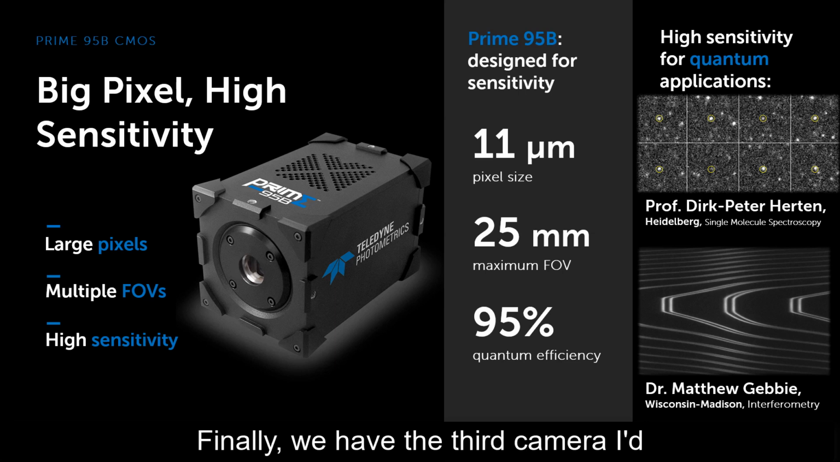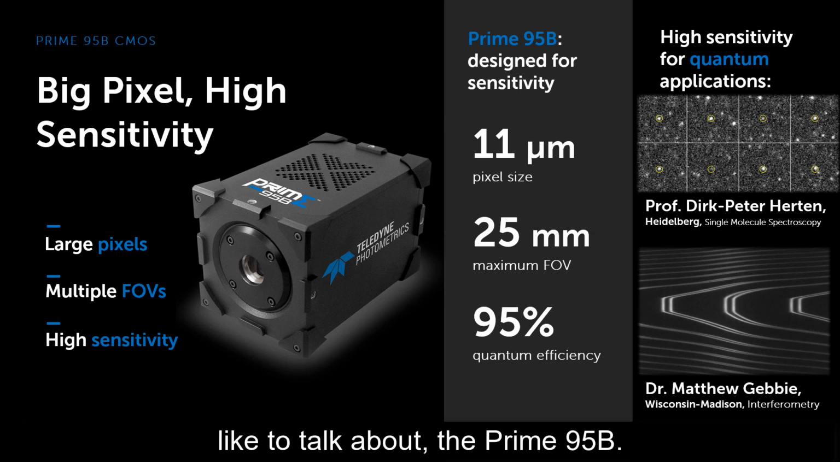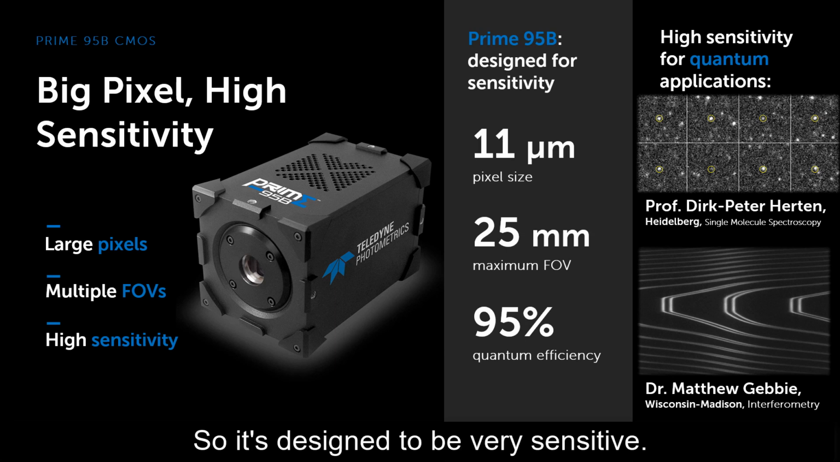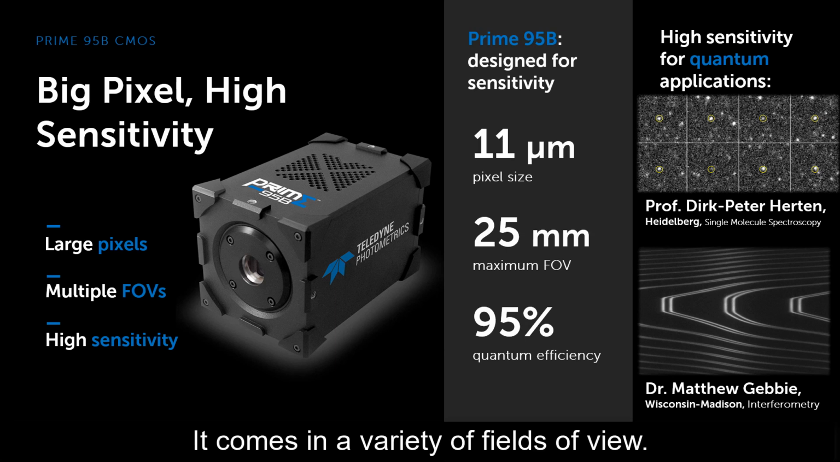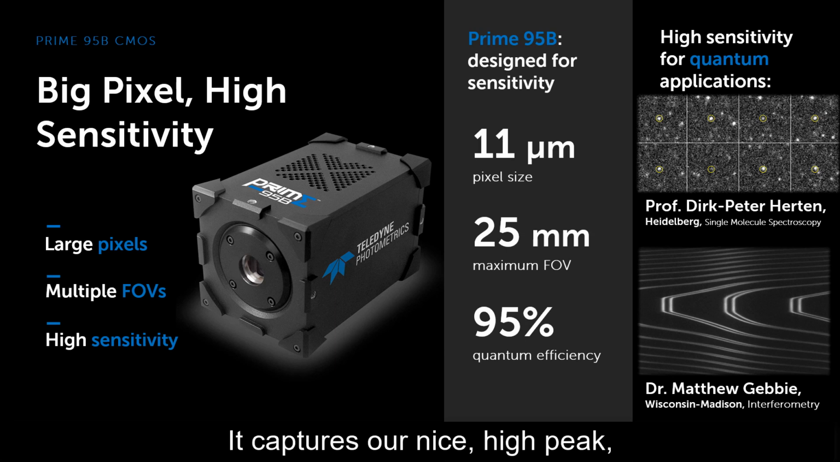Finally, we have the third camera I'd like to talk about, the Prime 95B. The Prime 95B is the first back-illuminated CMOS camera, and it has very large 11 micron pixels. So it's designed to be very sensitive. It comes in a variety of fields of view. It captures our nice high peak 95% quantum efficiency.